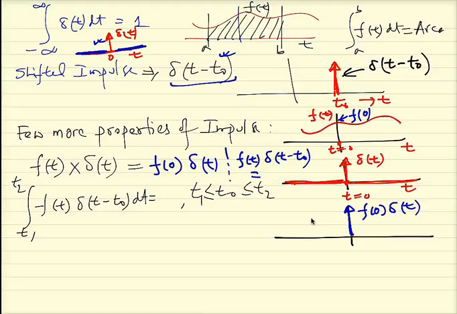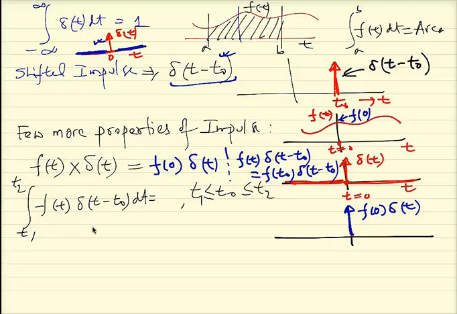So now the impulse is located at t naught, right? So the value of the function at t naught is f(t naught), and it will be an impulse delta(t minus t naught). So the strength of the impulse is f(t naught).